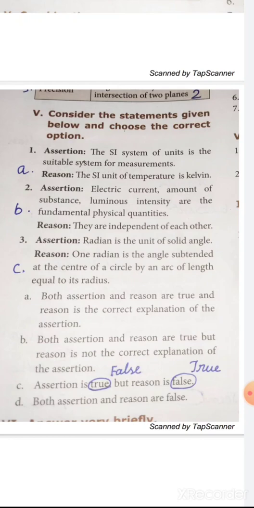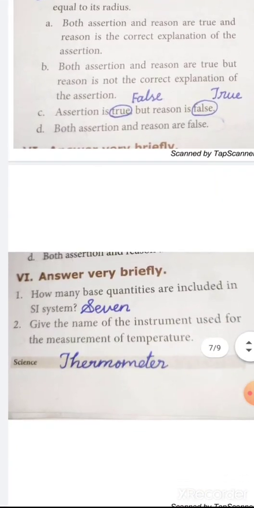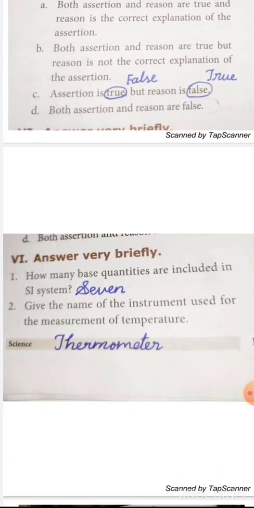Okay, then the sixth Roman: answer very briefly. How many base quantities are included in the SI system? There are 7 base quantities included in the SI system. You already know these: length, mass, time, temperature, electric current, amount of substance, luminous intensity.